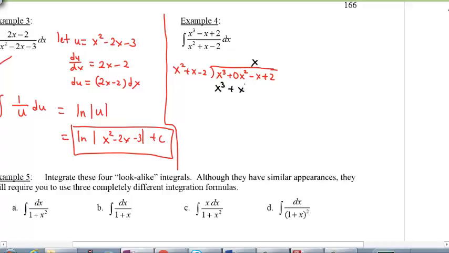X times x is x squared minus 2x. Of course, you're subtracting all this, so the x cubes disappear. 0 minus 1 is just negative x squared. Negative x minus negative 2, that's positive 2x minus x, that's plus x.